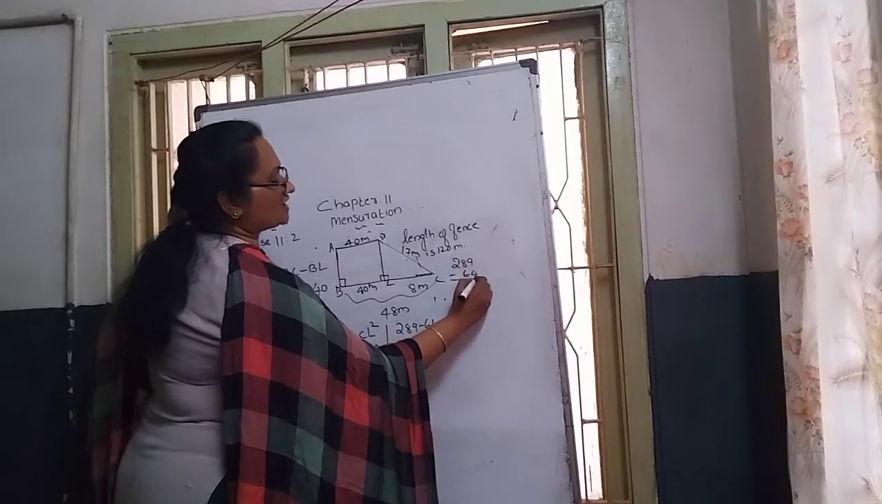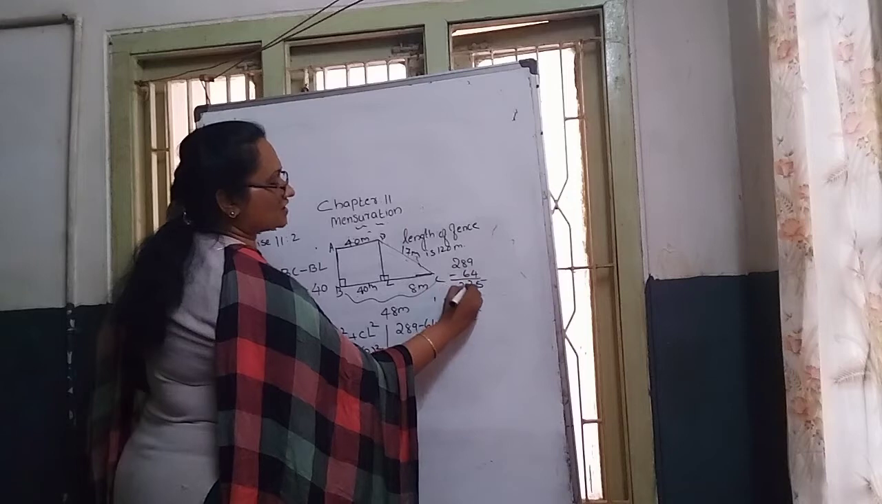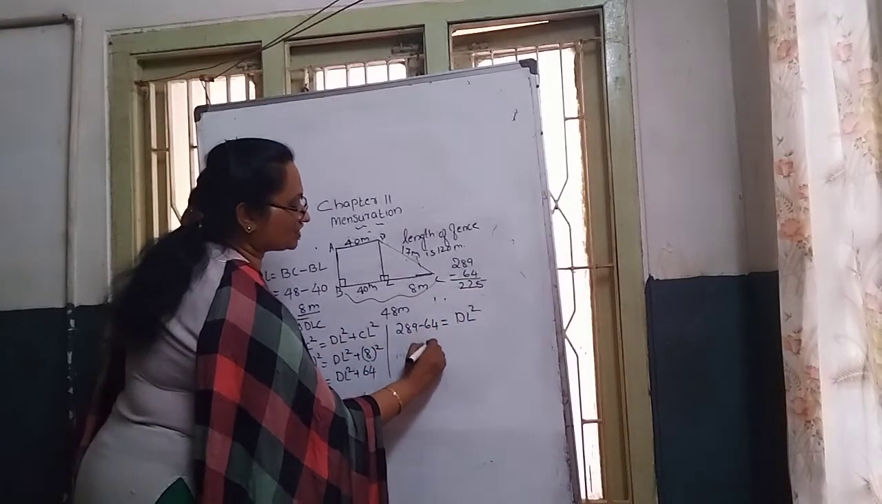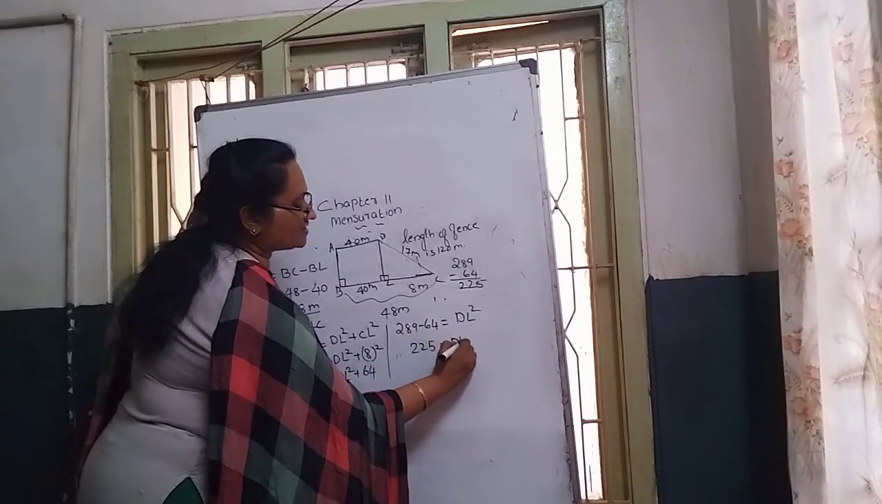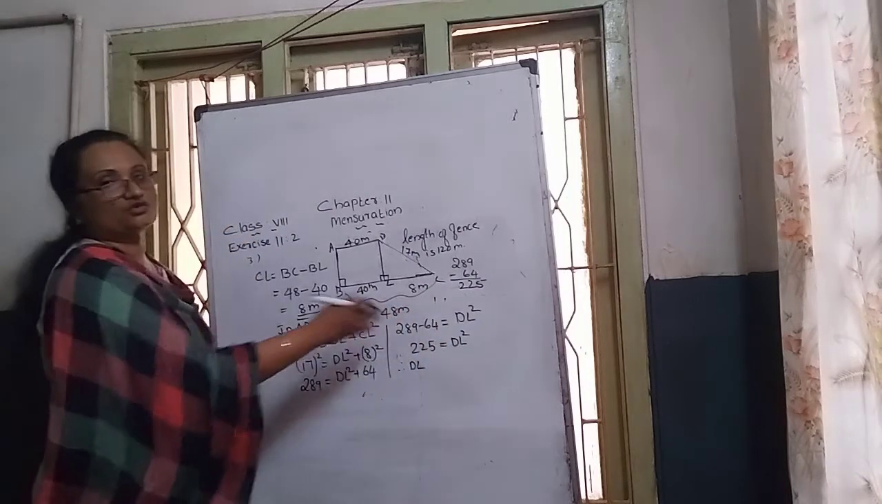9 minus 4 comes to be how much? 5. 8 minus 6 becomes 2. 2 minus, so it will become how much? 225 equals DL square. How to find out DL? Take square root on both sides.